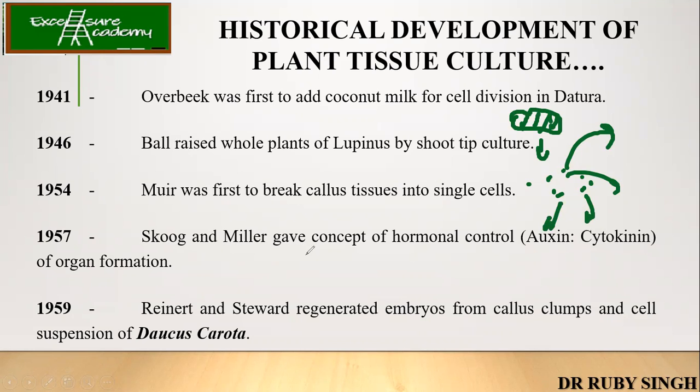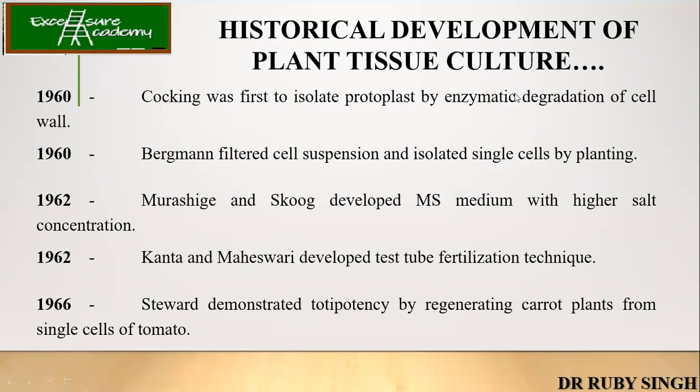Skoog and Miller gave the concept of hormone control. Now, this is important because the media we use for plant tissue culture is called MS media. So that is Skoog and Miller. This also you have to remember. Then in 1959, Reinert and Steward regenerated embryos from the callus clump and the cell suspension of carrot. So even this you need to remember. Moving on to the next.